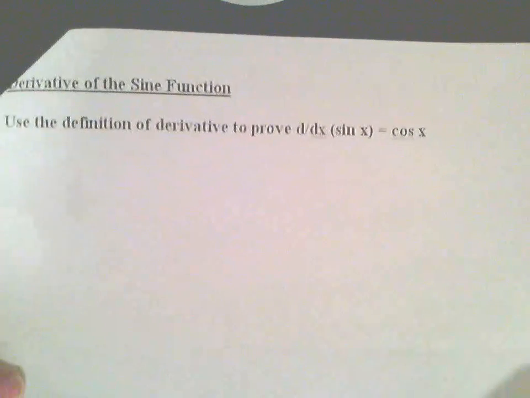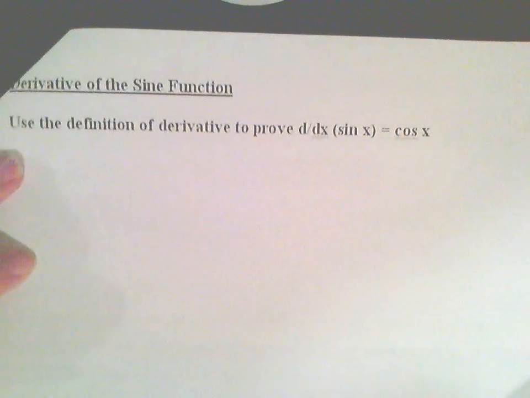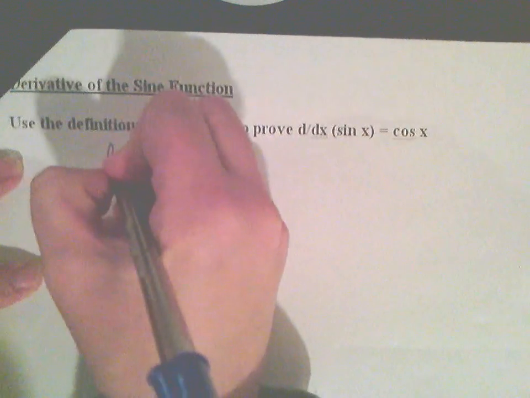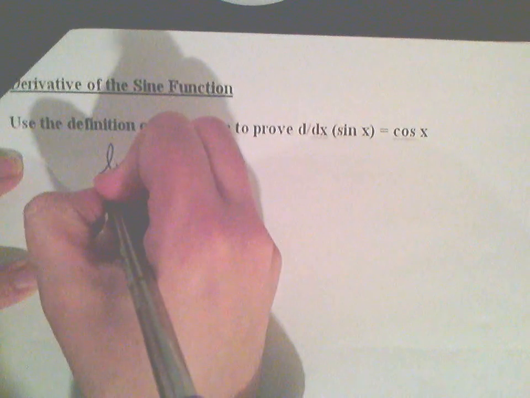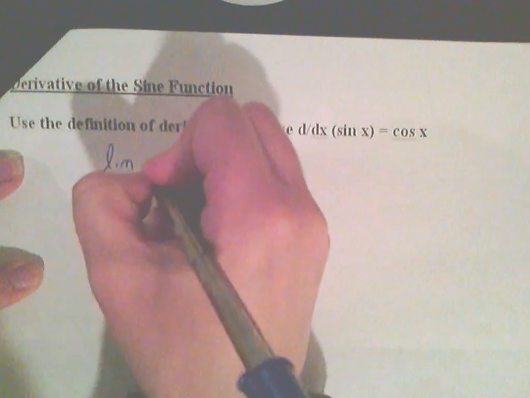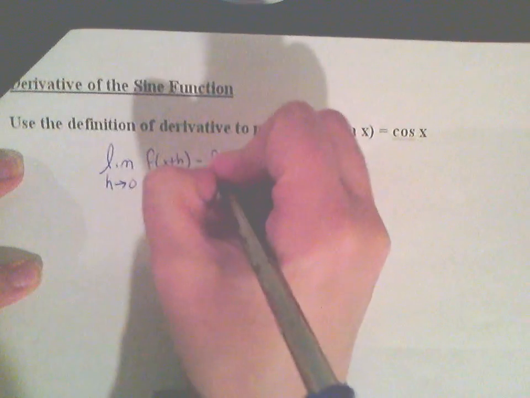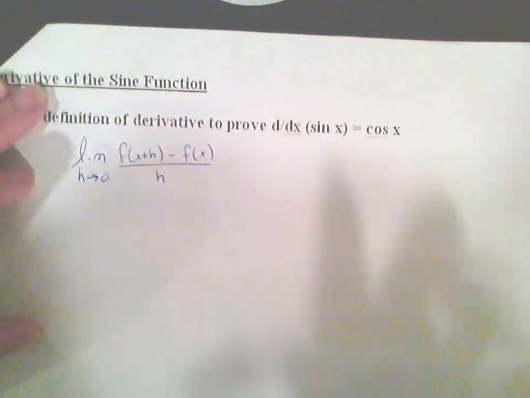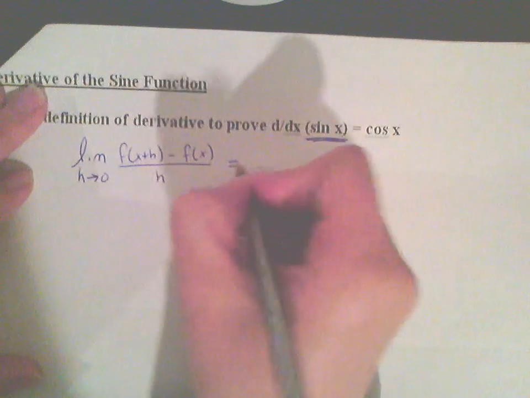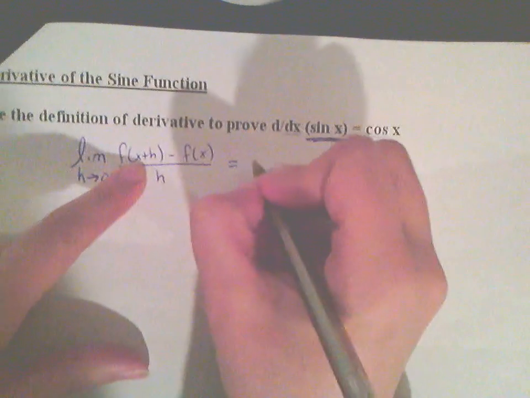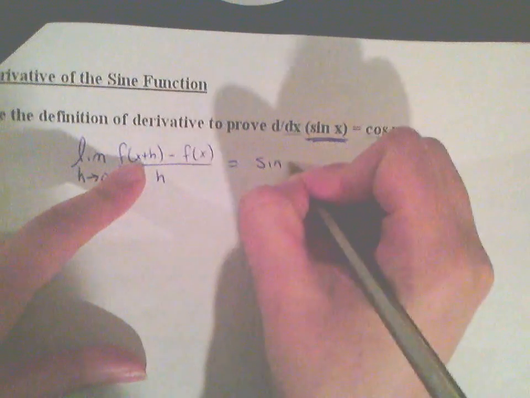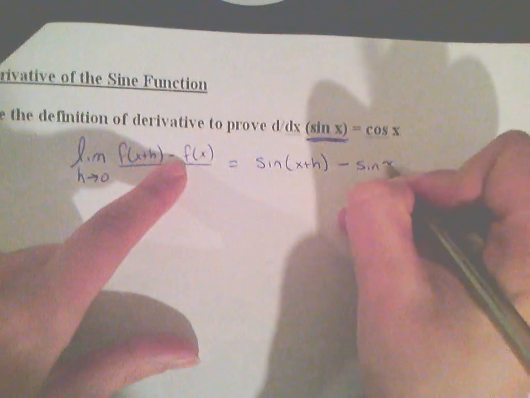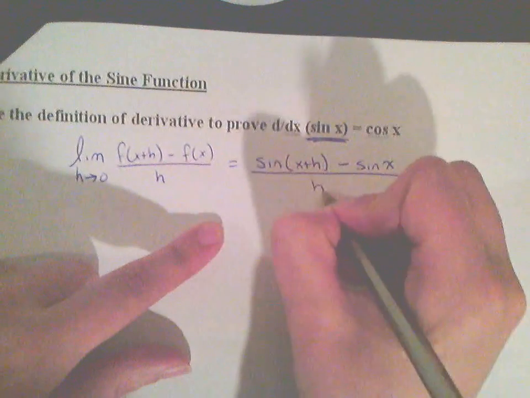All right. So we're going to use the definition of derivatives to prove that the derivative of sine of x is equal to cosine of x. If you remember, it's the limit as h approaches 0 of f of x plus h minus f of x over h. Okay, and this is the function that I'm working with. So first off, I'm going to plug in x plus h into x. So it's sine of x plus h minus sine of x, all of that over h.